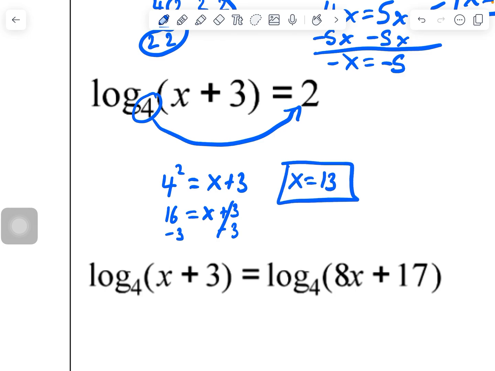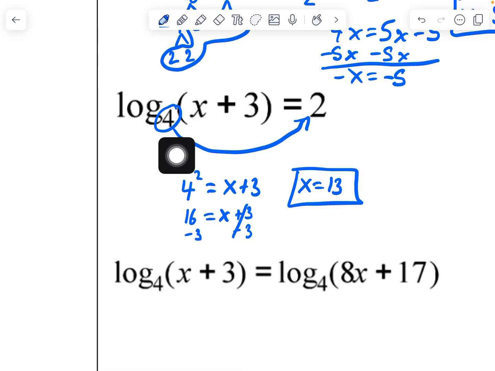Remember to check when it comes to the log ones, because if you take the log of a negative number in your parenthesis part, that is going to result in a no solution. But in this case, 13 plus 3 would be 16, so we're perfectly fine there.